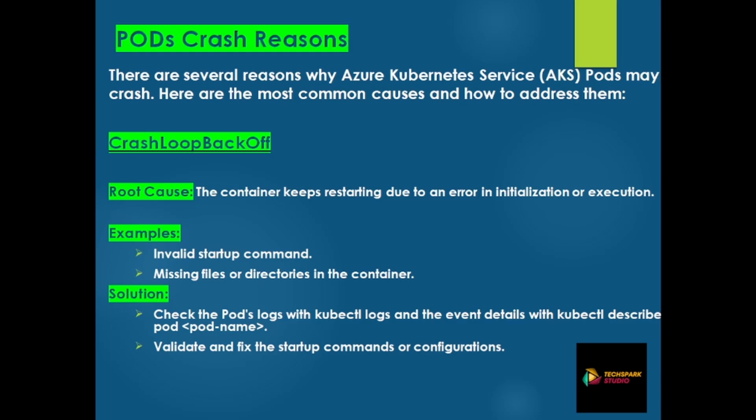As a solution, in the same way you can check the pod logs with a command like kubectl logs. Also you can validate event details with kubectl describe pod, and you can enter the pod name, and from that you can check the events for that specific pod. Also you can validate and fix the startup command or configuration.